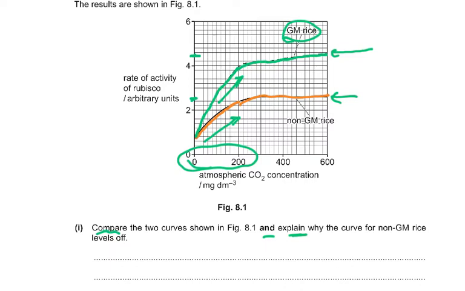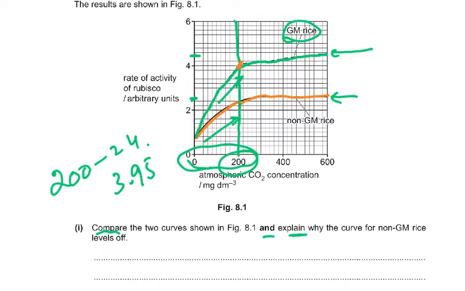Then you could give me comparative figures. At atmospheric carbon dioxide concentration of 0, the non-GM rice is 0.7, the GM rice is 0.80, or you can give it at 100, or even at 200. You could have said, at 200, that the non-GM rice is 2.4. So you just draw a line here and read off all these. So it's 2.4 for the non-GM rice, and it is 3.95 for the GM rice.